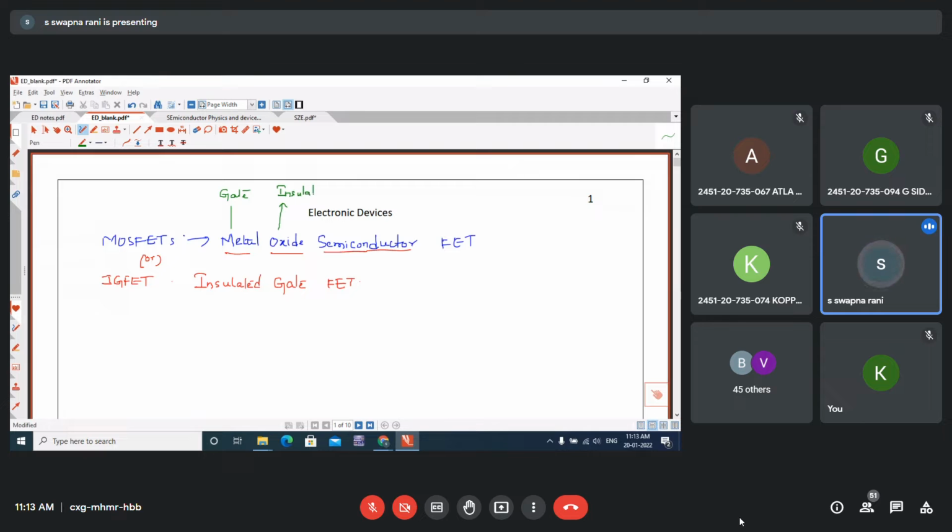So the gate and channel are separated by an insulating material called the oxide layer. That is why we call it an insulated gate. The gate is insulated by a thin layer of oxide. The semiconductor channel and gate are both separated by an oxide layer which acts as an insulator. That is why it is called insulated gate. The gate is separated from the channel.